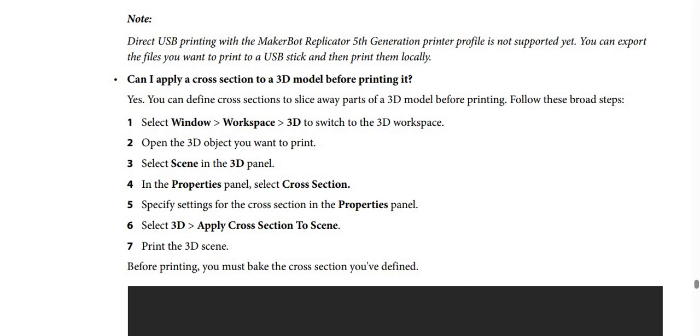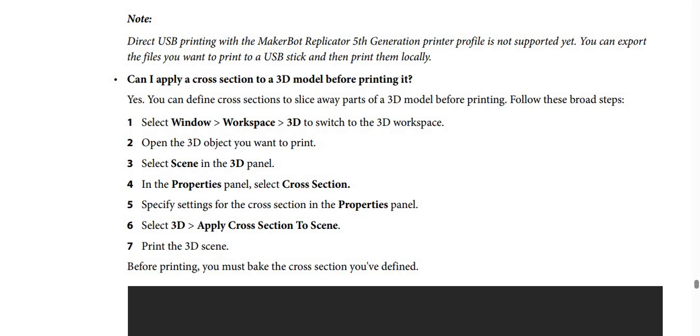You can define cross sections to slice away parts of a 3D model before printing, and follow these process steps now. We have 7 steps. Number 1, you should select window, then select workspace, then select 3D to switch to the 3D workspace. Step number 2, you should open the 3D object you want to print. Step number 3, select scan in the 3D panel.